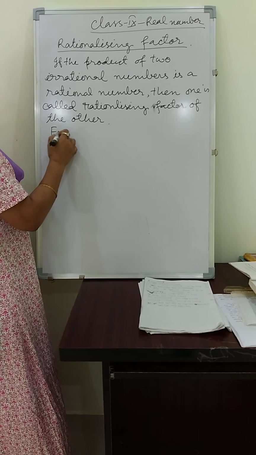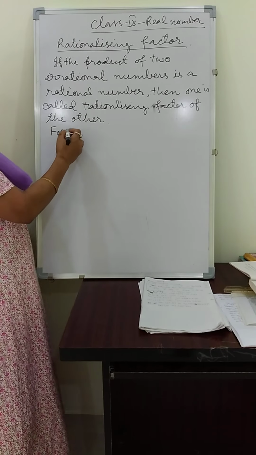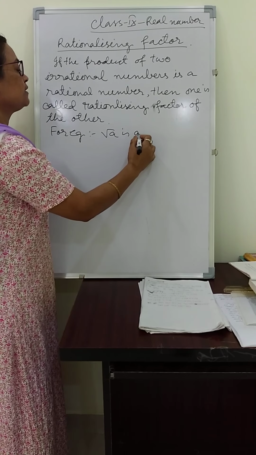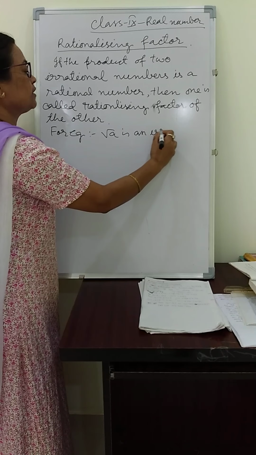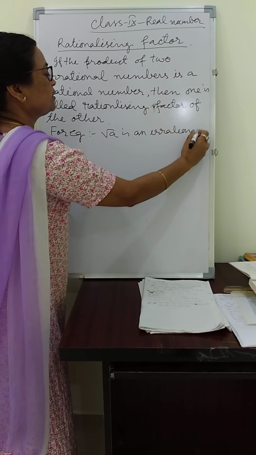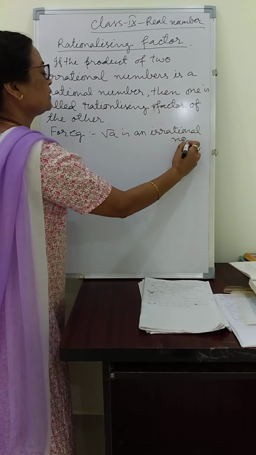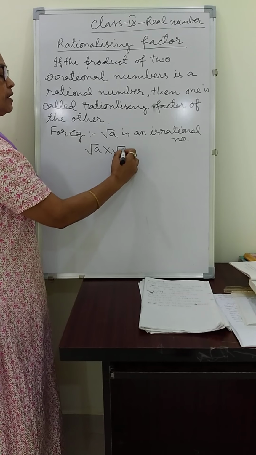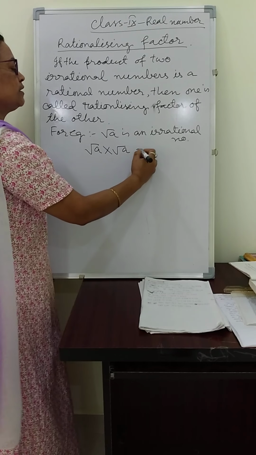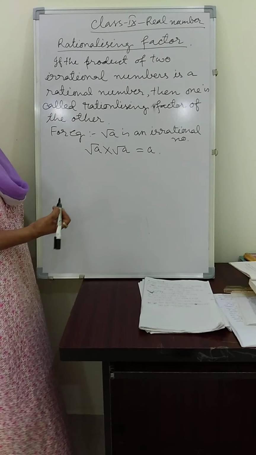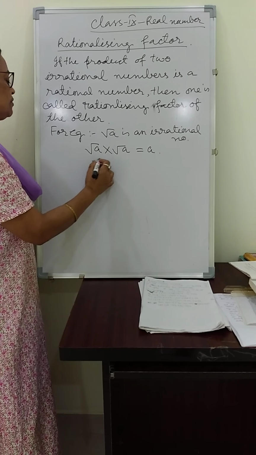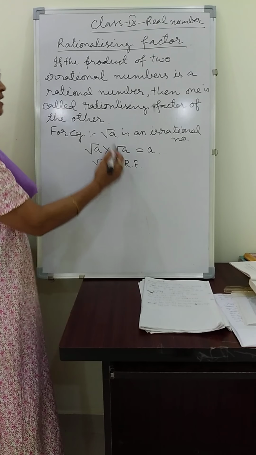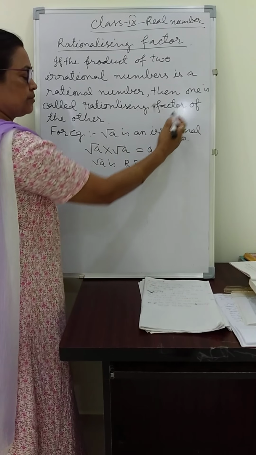So for example, root over a is an irrational number. Root over a multiplied by root over a is equal to a, and a is a rational number. So root over a is simply, we write RF, meaning rationalizing factor.